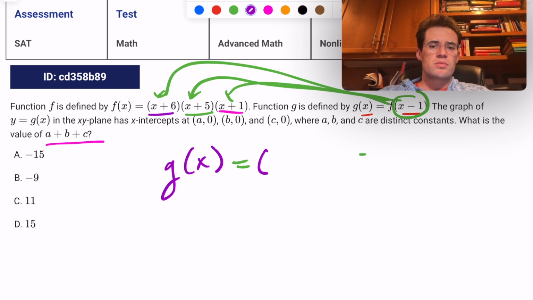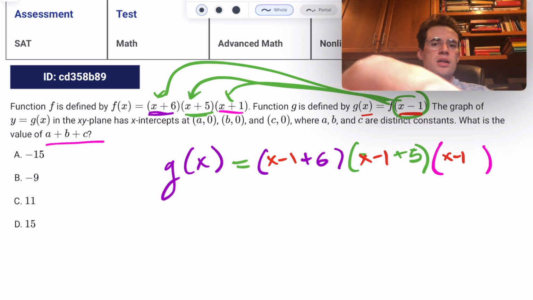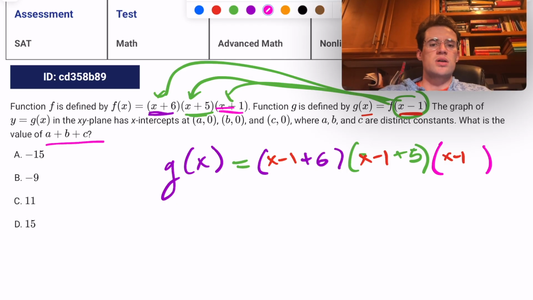All right, so we'll just make these brackets here so we can write them all out. And I'll start by putting in x minus 1 in place of the x's. So x minus 1, x minus 1, x minus 1. This first one would be x minus 1 plus 6. The next parentheses would be x minus 1 plus 5. And this last one, the x plus 1, is x minus 1 plus 1.